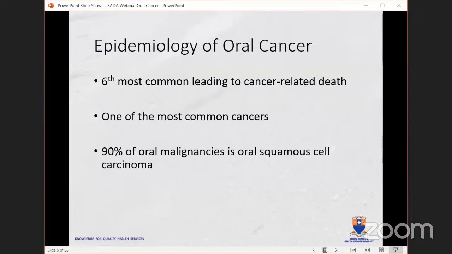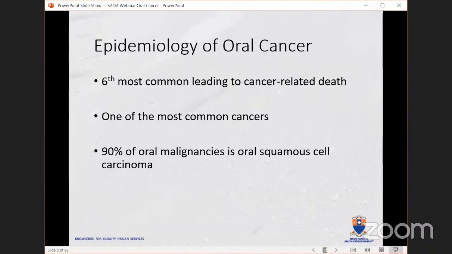Oral and oropharyngeal cancers, grouped together, are considered to be the sixth most common cancer that leads to cancer-related death. Global estimates indicate that oral cancer is one of the most common cancers in the world. In several countries, this cancer falls in the top 10 of all cancers.